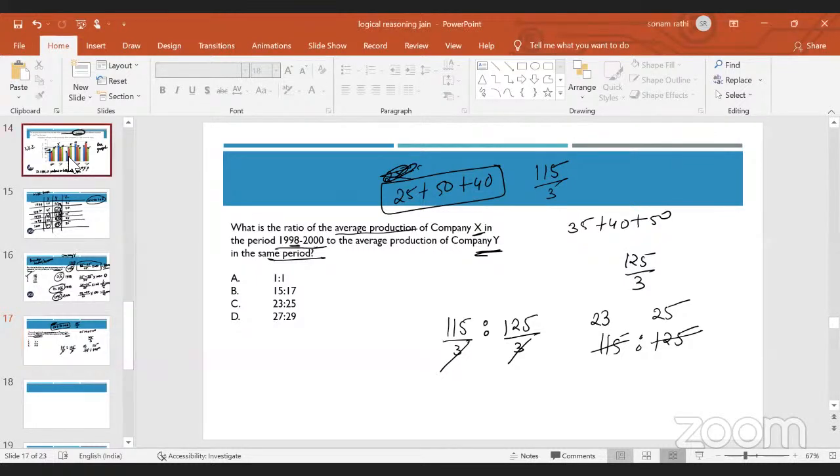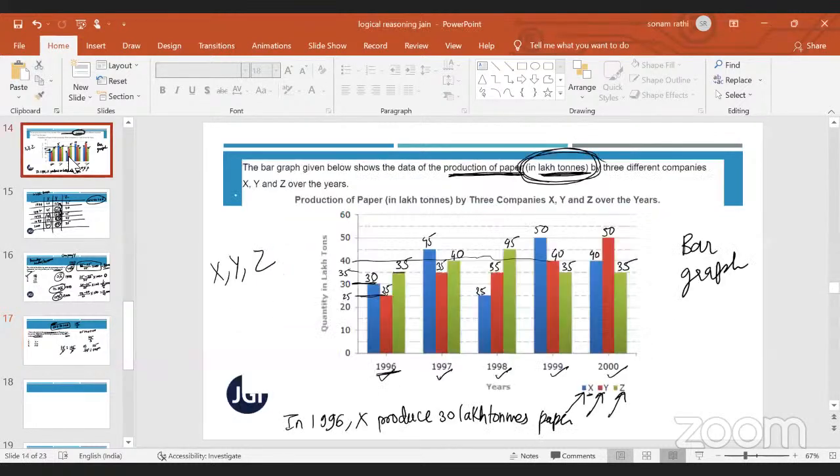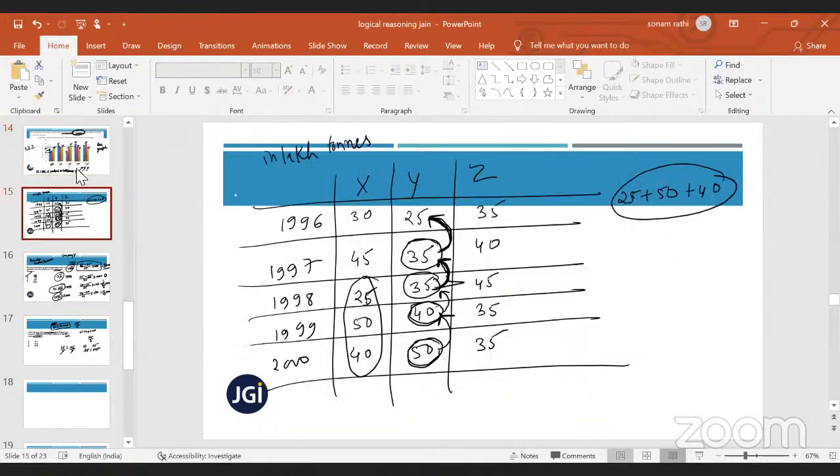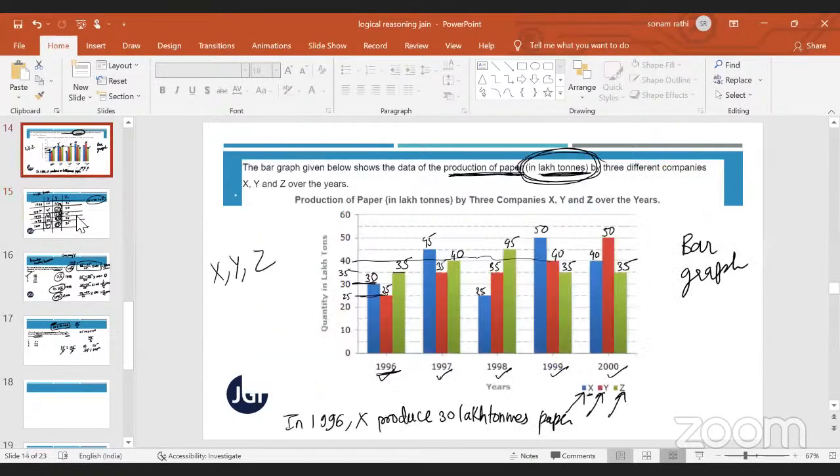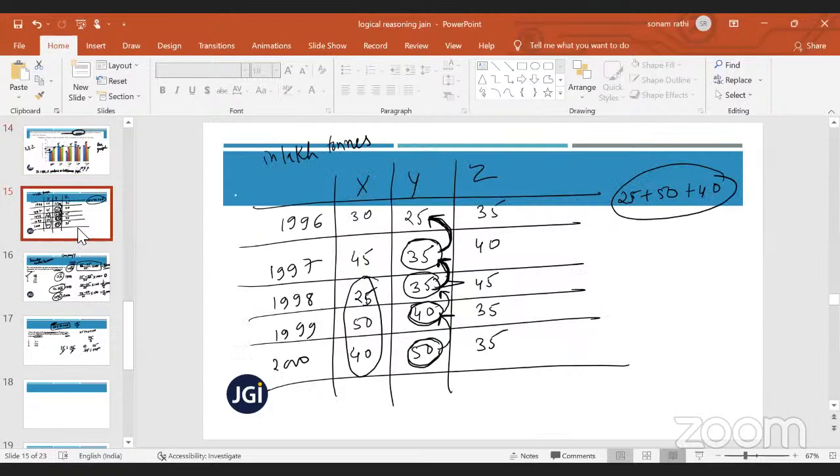From this bar graph, guys, you do not pay attention in the class, and then in the second question you are asking me where this data is coming from. I told you this. In fact, I explained how you can write the bar graph into a table also. So these numbers are coming from this table. Have you noted it down?